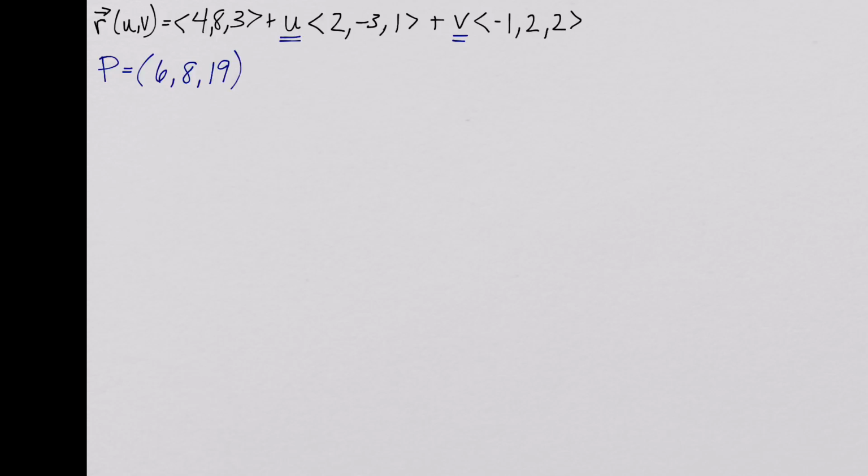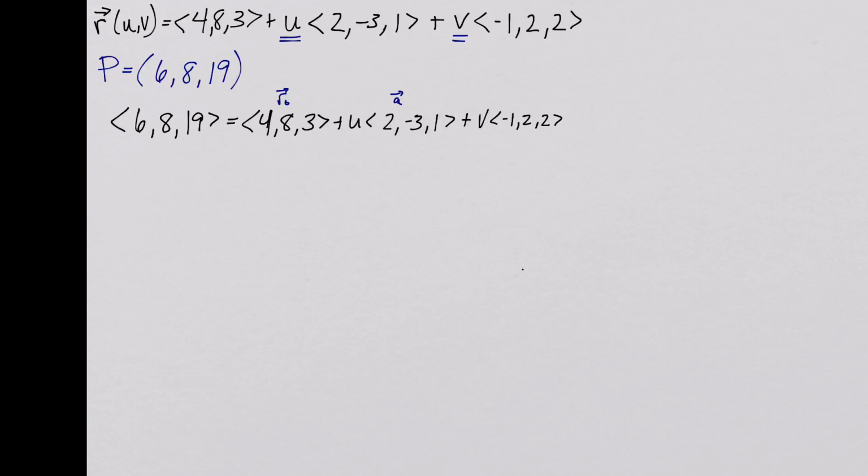So what we're going to do is we're going to set this point equal to the right-hand side of our equation. And if there's a U and a V that satisfy it, then we know we're on the plane. If there's not a combination of U and V that would get us there, then that means this point is not on the plane. And so here's what that'll look like. So now I've written the point equal to our expression, just to drive it home, right? This first term, that is our R0. And then we have U times our A vector and V times our B vector.